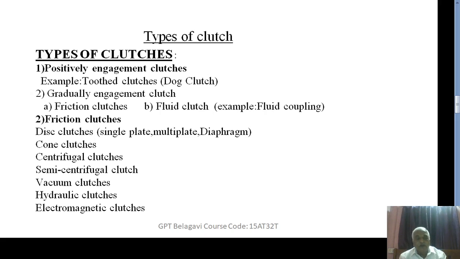But even then, we are not using this cone clutch in the motor vehicle. The reason is, in this cone clutch, once this clutch gets engaged fully, it is very difficult to disengage it. Therefore, this cone clutch is more suitable for stationary drives rather than motor vehicles. Because of this reason, we are not using this cone clutch in the motor vehicle, but we are using it in stationary drives, that is in thermal power plants.